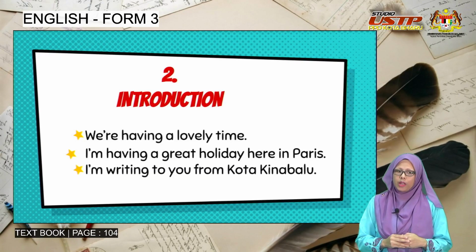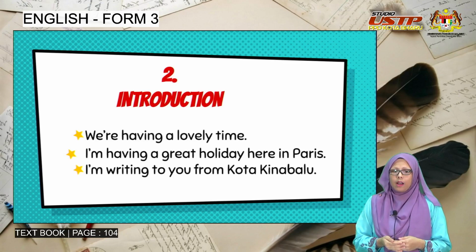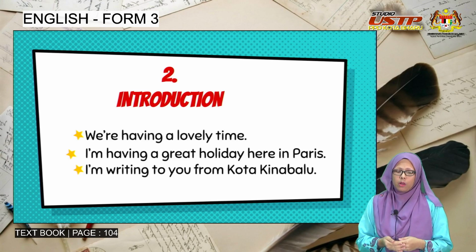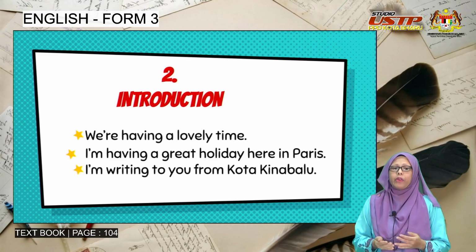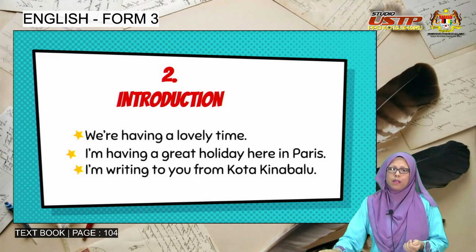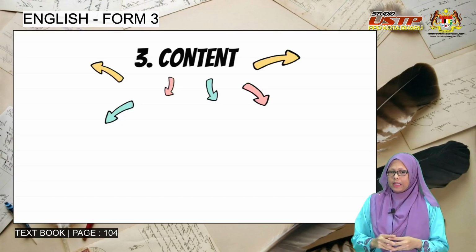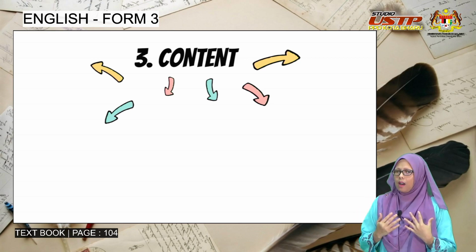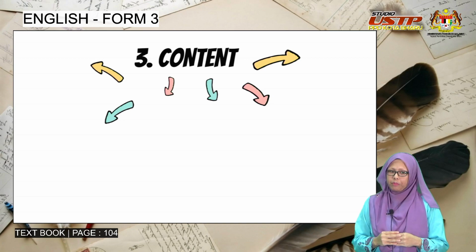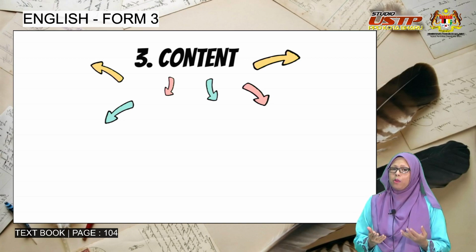Next is introduction. You can use any examples here for the introduction. For example, we are having a lovely time. I'm having a great holiday here in Paris. I'm writing to you from Kota Kinabalu. The next step in SICCS is content. Content is the heart of the postcard. It determines how interesting your postcard is.